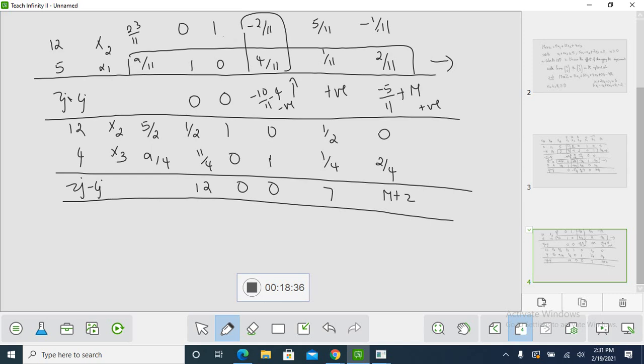So just look at what we have. You will have 12 into 5 is 60 by 2. So 30. 4 into 9 by 4 is 9. So the answer here will be 39. So what is my Zj minus Cj? For this value is this entire thing. But however, I want my maximized Z. So my maximized Z will be 12 into the cost that I have got, 5 by 2, plus my 4 into the cost that I have got, 9 by 4, which gives me 39.